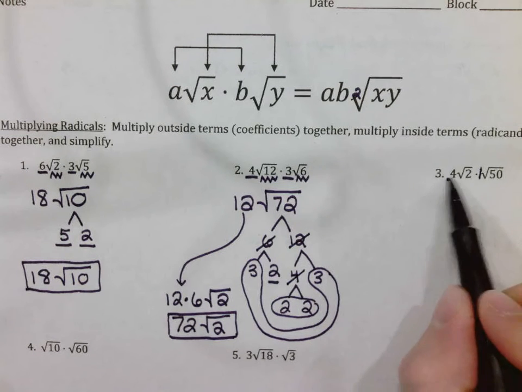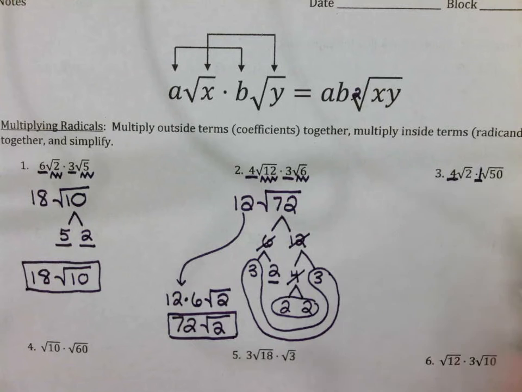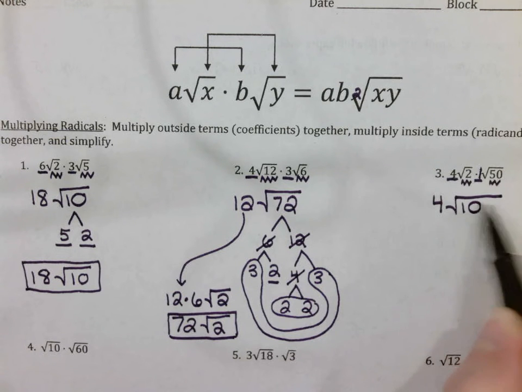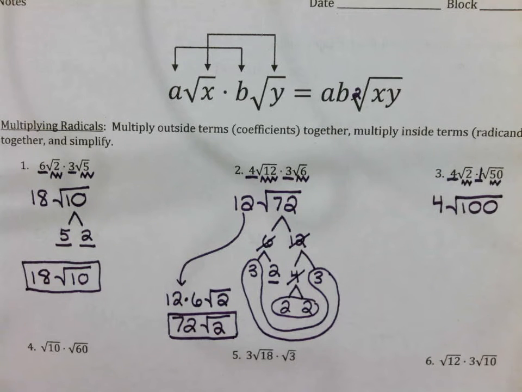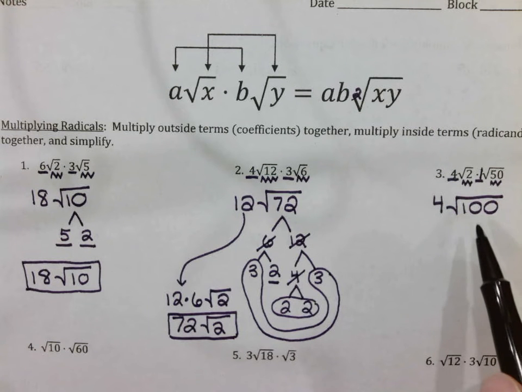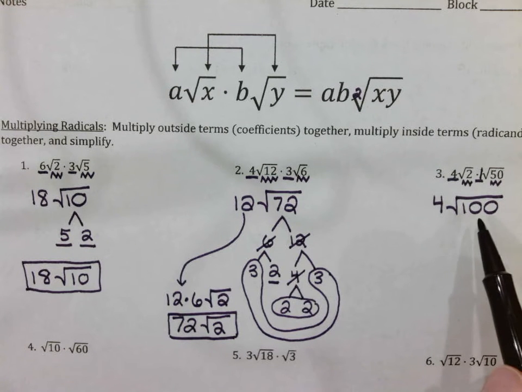Okay, so we're going to multiply our outside numbers together. 4 times 1, that's 4. Then we'll multiply our inside numbers together. 2 times 50 gives us 100. Okay, and so we can simplify the square root of 100. It's actually a perfect square. It's one that we should have memorized. You may have memorized.